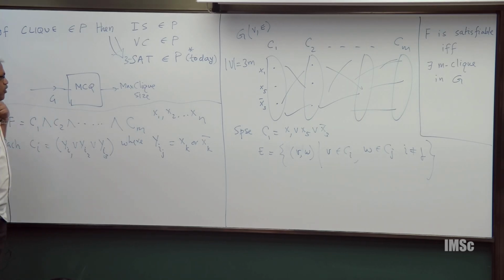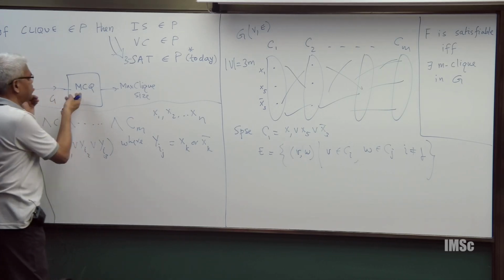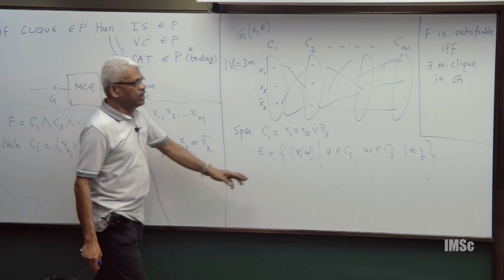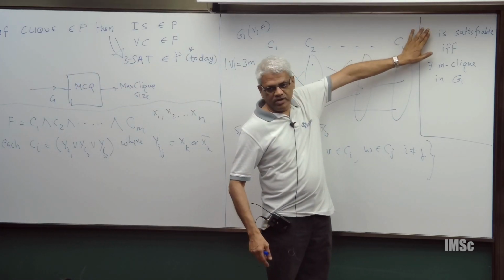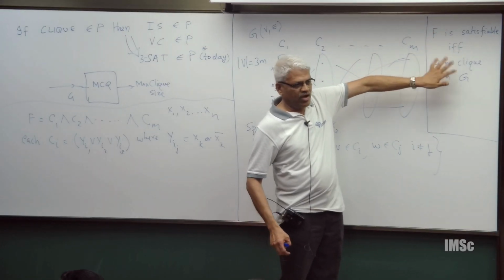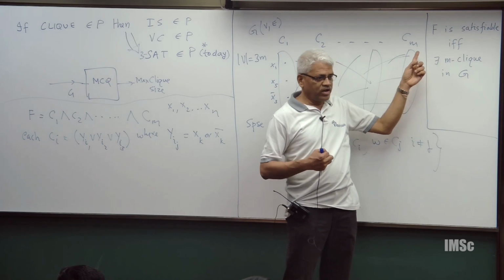Why? Because what is our problem? I want to know whether the formula is satisfiable, right? That is a satisfiability problem. Given this Boolean formula, can I set each of the variables to 0 or 1, so that all clauses are simultaneously satisfied? That is my problem, and I am going to construct this graph and give it to this algorithm and say, tell me what is the max clique size in this graph. If it happens to be m, I want to conclude that f is satisfiable, and if it is anything less, I want to conclude f is not satisfiable. Obviously, this is not true at this point, right? Why?